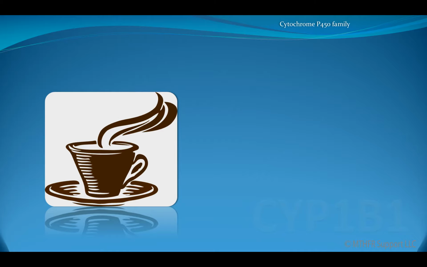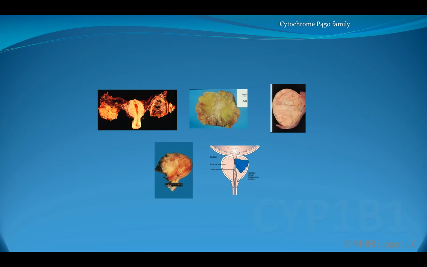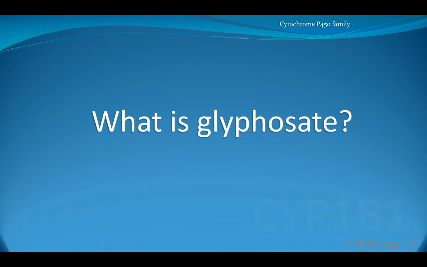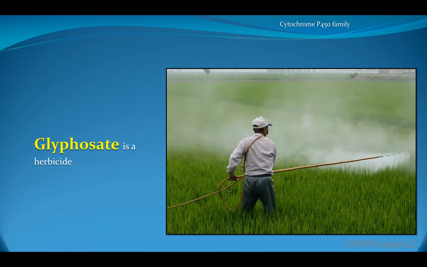Caffeine can elevate estrogen levels up to 70%. If CYP1B1 is compromised due to an overload of caffeine, then an individual can have problems metabolizing the estrogen that comes along with it. This overload of estrogen has been linked to hormone-related cancers such as breast, ovarian, uterine, prostate, and testicular. Glyphosate has been found to suppress cytochrome P450 enzymes. What is glyphosate? Glyphosate is an herbicide. It is used in genetically modified foods and is also sprayed on many conventional crops.